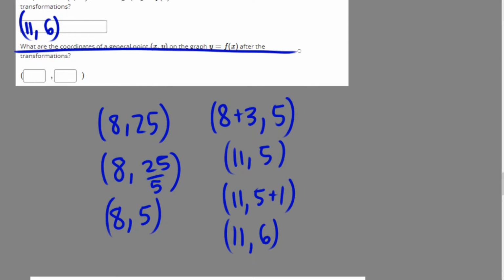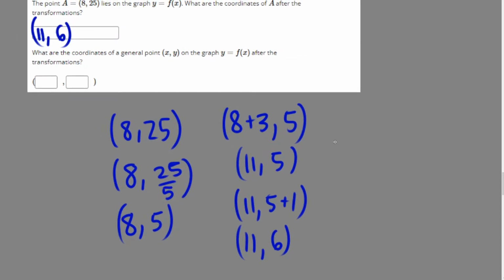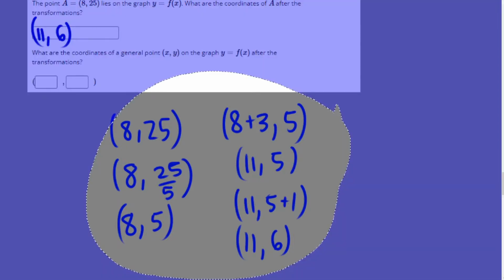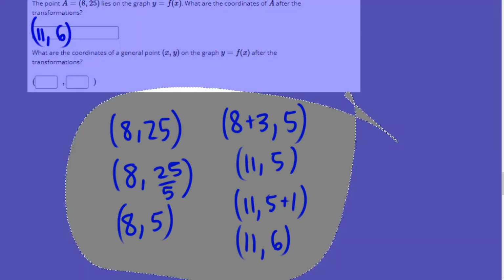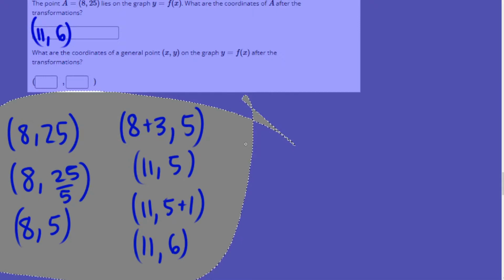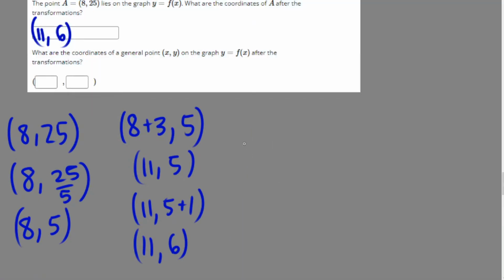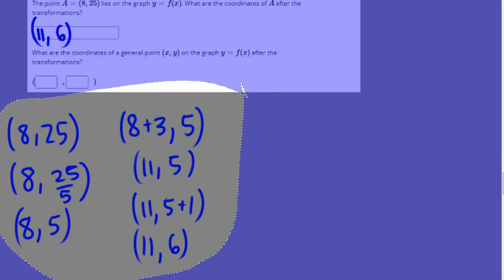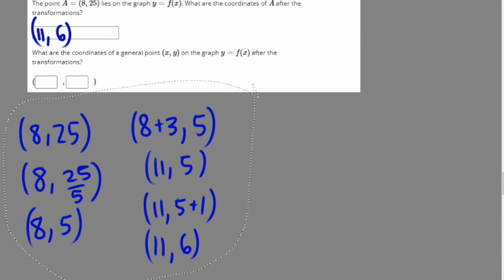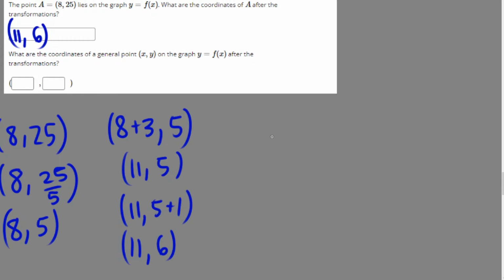Now, the second part of the question is confusing if you aren't understanding of what it wants. So let me erase this. No, actually, we'll keep it. Let me just move it. So it's saying, what are the coordinates of a general point on the graph y equals f of x? It's exactly what we did, but instead of having numbers in, we will have it with x and y's.